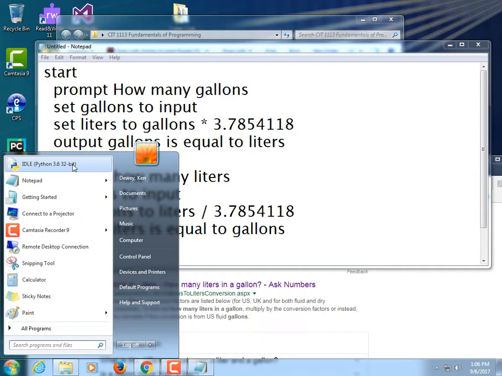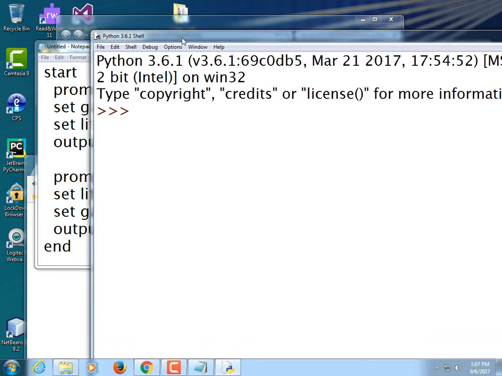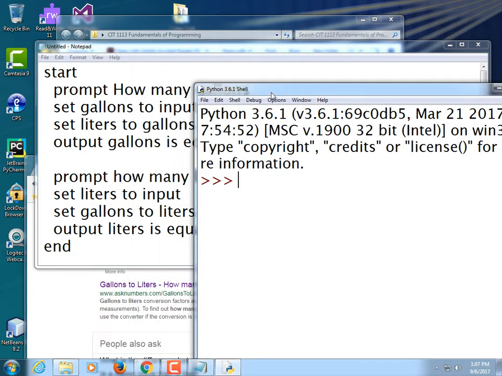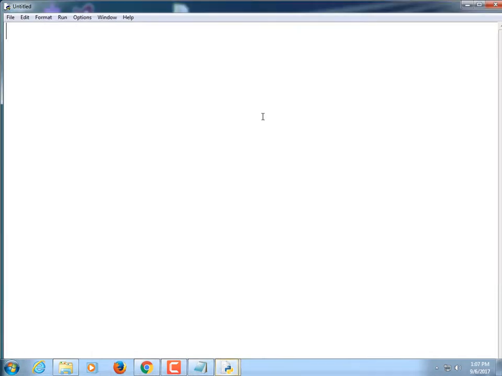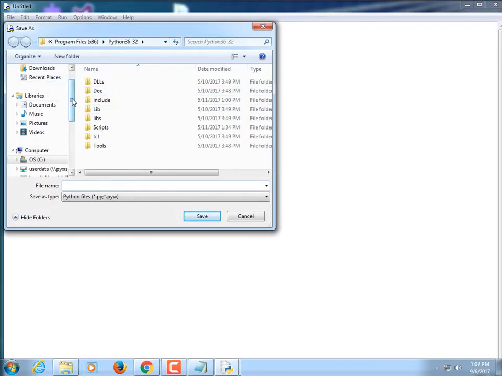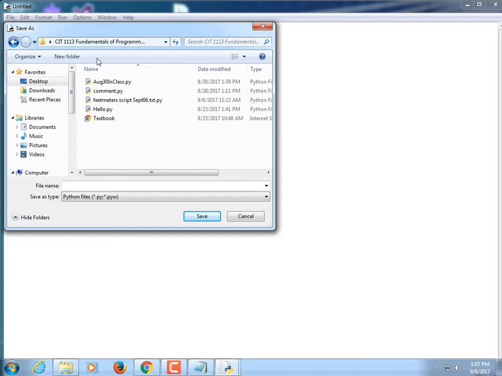Let's find Python here. Okay. Now I want to write a script to do this. So I'm actually in the interpreter now. What do I do to write a script? File, new file. I'll save it, and I'm going to put it on my desktop. And by the way, when creating a new file, make sure you know where you're putting it. I'm putting it on my desktop in this folder. And what am I going to call this thing? Gallons to liters .py.